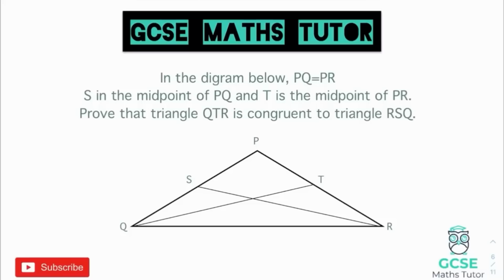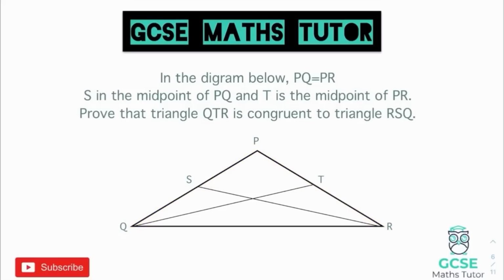Okay, so we have a slightly different question here because we have some overlapping triangles. So it says in the diagram below that PQ is equal to PR. So we know that this length here is equal to this length here. So therefore, straight away, we know that this is an isosceles triangle. So we'll think about that later.